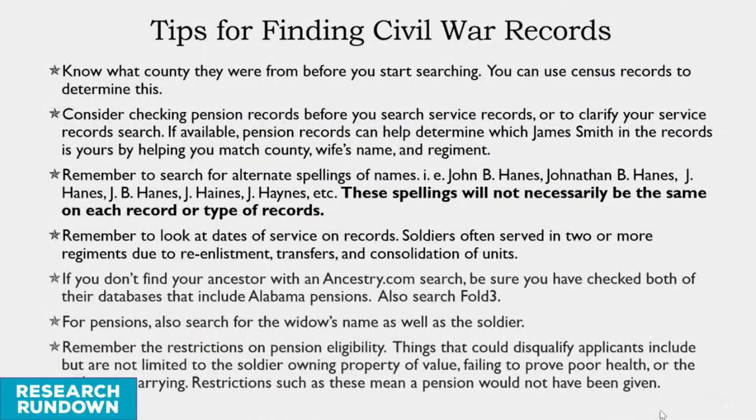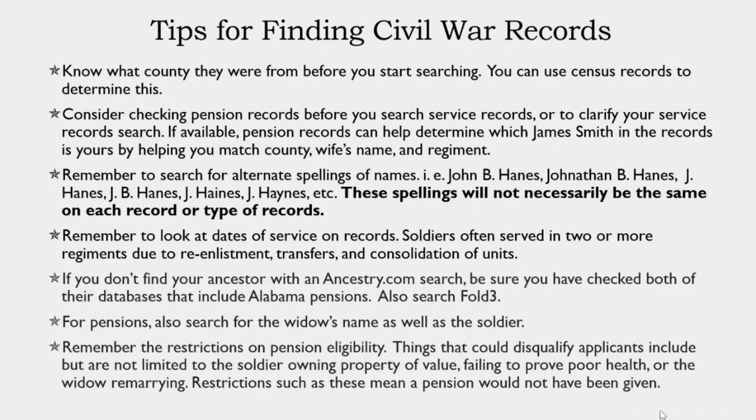I wanted to share and perhaps repeat a few tips for finding Civil War records. Know what county your soldier was in before you start searching. You can use census records to determine where they lived. Consider checking pension records before you search service records or to clarify your service records search. If available, pension records can help determine which James Smith in the records is yours by helping you match county, wife's name, and regiment. Remember to search for alternate spellings of names. These spellings will not necessarily be the same on each record or type of records.